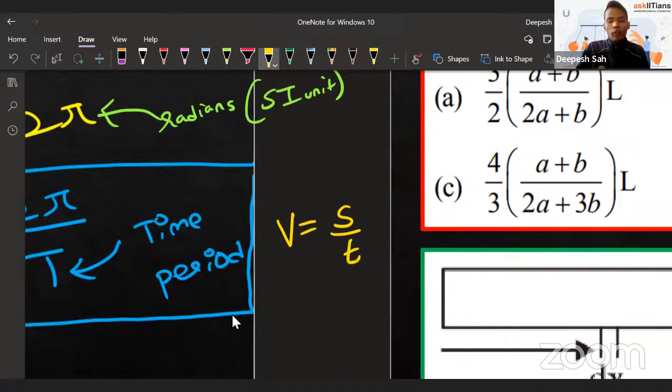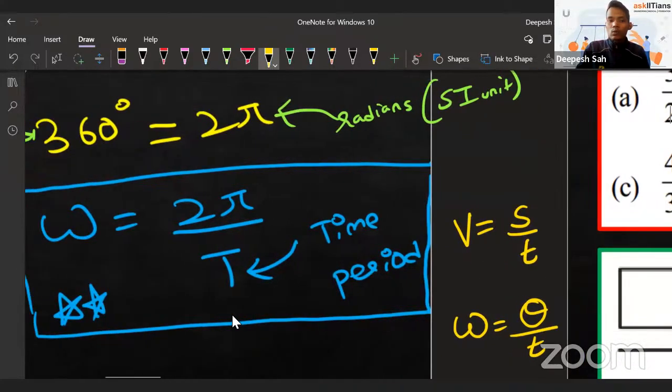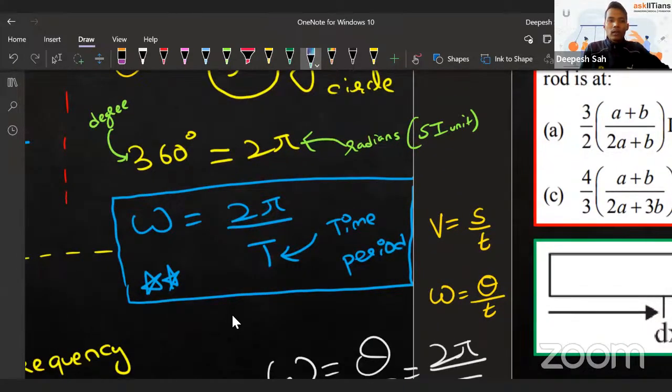So can I make a formula for angular velocity as well? Angular velocity will be equal to angular displacement by time. Exactly, this is what I will use. So this is what I will use for this situation as well: how much theta, or how much angle, am I covering? I am covering an angle of 2 pi.